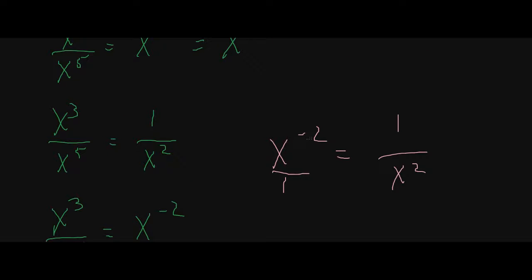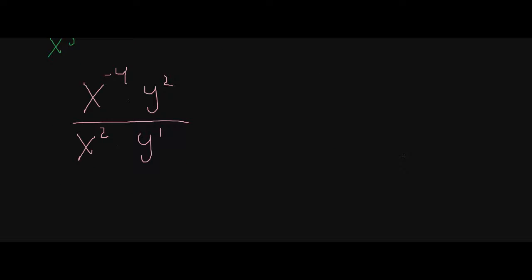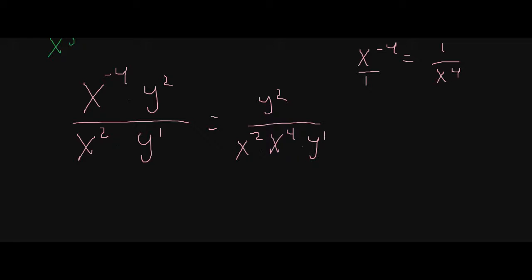So, for example, if I have a problem like this, let's say we have x to the negative 4 times y to the second divided by x squared times y to the first. If you look up here, x to the negative 2 is the same as 1 over that, so x to the negative 4 is the same thing as 1 over x to the fourth. So I can rewrite this problem. All I'm doing is taking the reciprocal, flipping it and changing the sign. So we get y squared over x squared times x to the fourth times y to the 1. All I'm doing is flipping it.